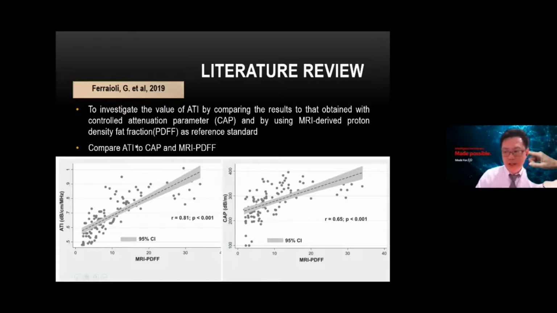They found that both correlate with the gold standard, MR proton density fat fraction, using the Dixon technique of MRI, which uses in-phase and opposed-phase imaging and calculates the percentage of fat as a standard. They found that the ATI has a high correlation with the MR technique compared with the CAP method. The CAP method has a good correlation, but ATI has a higher correlation.